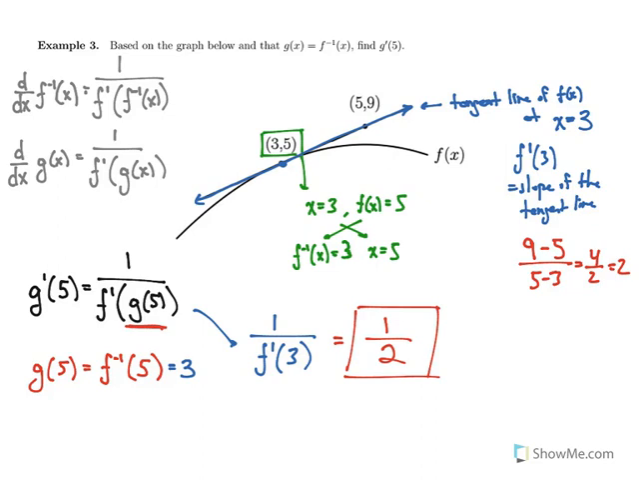So this problem is kind of weird, but it's showing that even with a little bit of information, we can get information about the derivative of the inverse. And it's kind of good practice dealing with derivatives and inverses together.